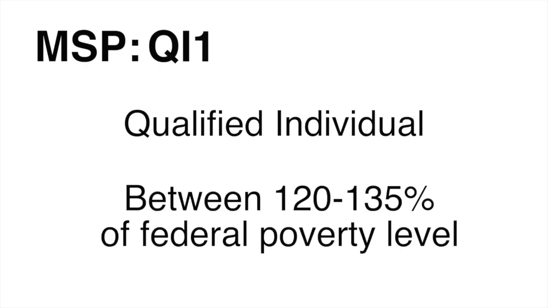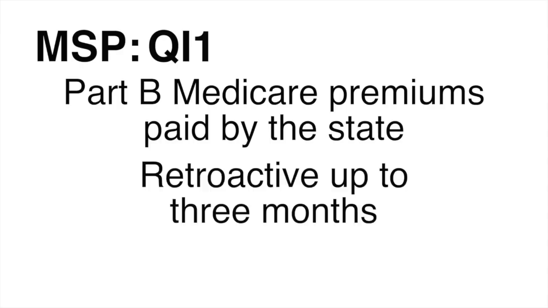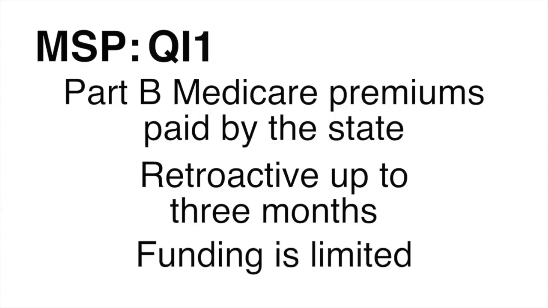The third level of the Medicare Savings Program is Qualified Individual, or QI1. This is for individuals between 120 and 135% of the federal poverty level. Again, this just pays for the Part B Medicare premium. QI1 can also be retroactive up to 3 months, but it is within the federal fiscal year that it can be retroactive. If funds are exhausted for the Qualified Individual Program, they can't accept any more people to that program. So there is a bit of limitation with the QI1 level of coverage.